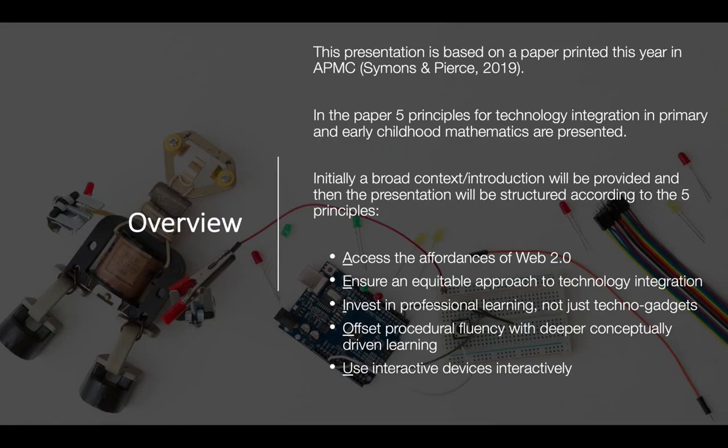The other thing about this presentation is it's based on a paper from the Australian Primary Mathematics Classroom. In the paper, we consider 5 principles for technology integration in primary and early childhood maths. They are: access the affordances of Web 2.0, ensure an equitable approach to technology integration, invest in professional learning, not just techno gadgets, offset procedural fluency with deeper conceptually driven learning, and use interactive devices interactively.